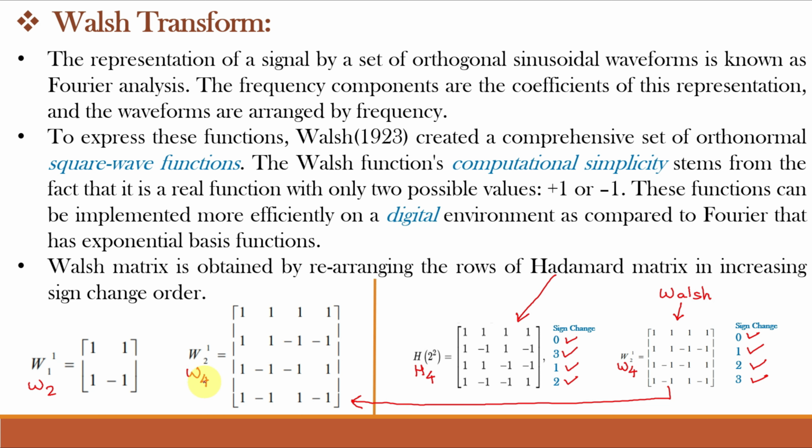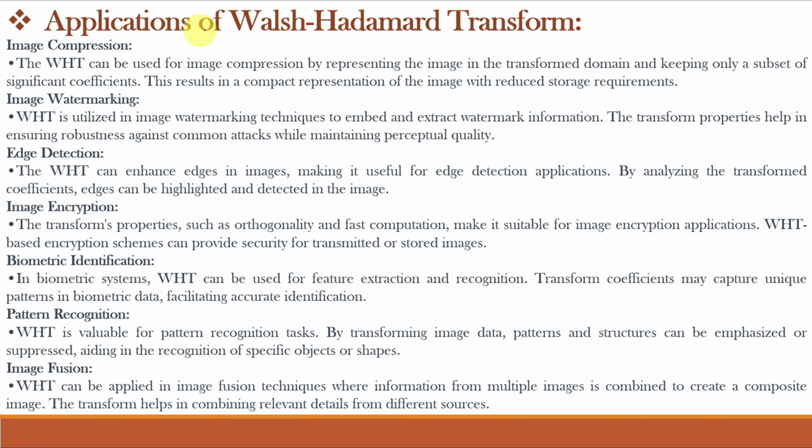Now see, to find W8, we have to write down H8 and calculate the sign changes and arrange in increasing order to form W8. We cannot directly form W8 from W4. Okay, remember this. The Walsh-Hadamard transform has many applications, a few of which are shown here, like image compression, image watermarking, edge detection, image encryption, biometric identification, pattern recognition, image fusion, etc.